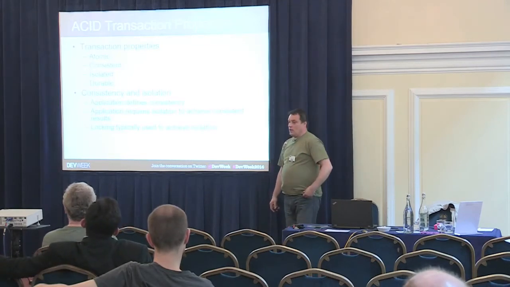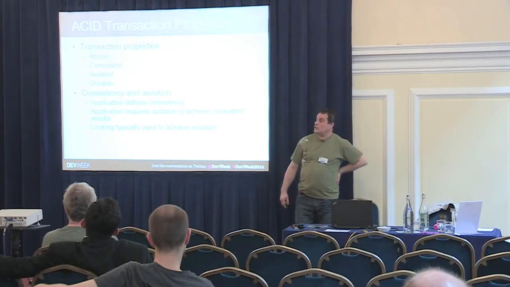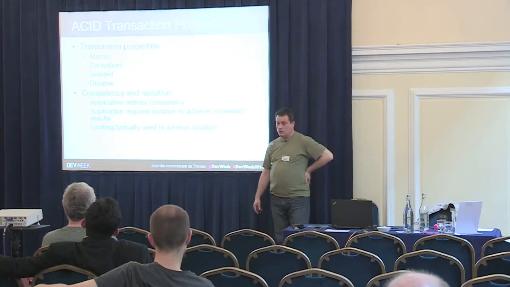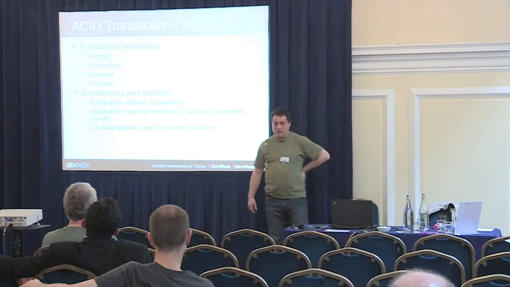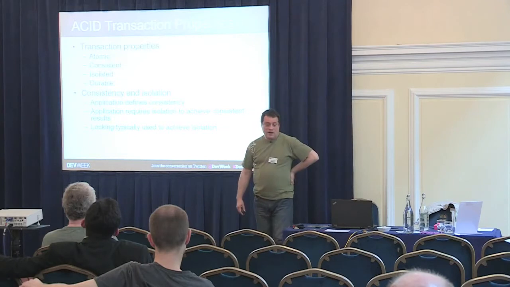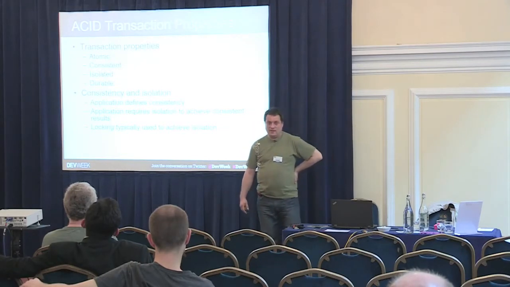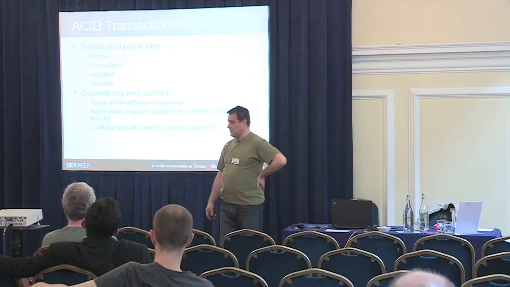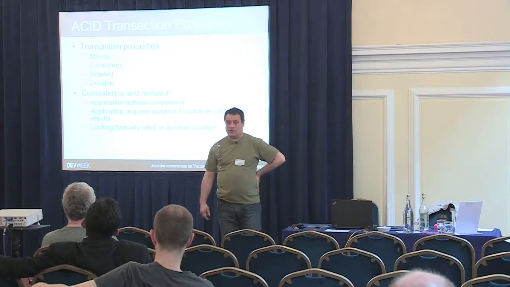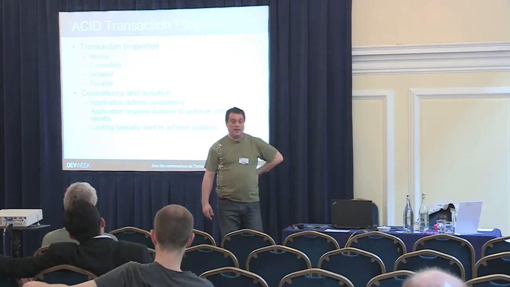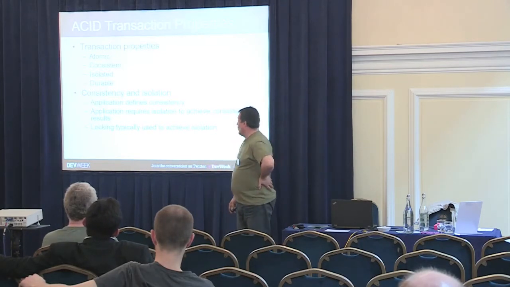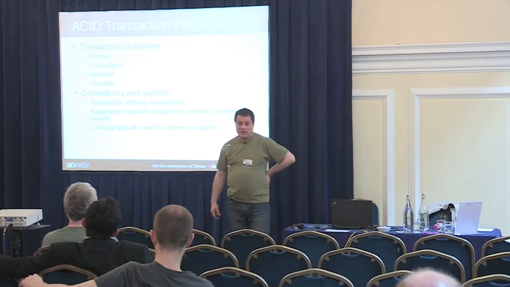ACID is a nice acronym for transaction properties. A transaction should be ACID. This is an acronym for atomic, consistent, isolated, and durable. Now, this is a completely made up acronym because the only relevant thing here is consistency. If the database was in a consistent state before a transaction, you want to have it in a consistent state after the transaction. In order to get this consistent state, the transaction must be durable, must not be lost. And also the transaction must be atomic, indivisible.